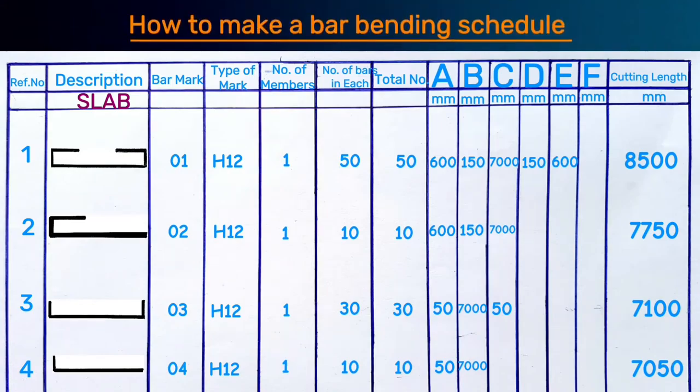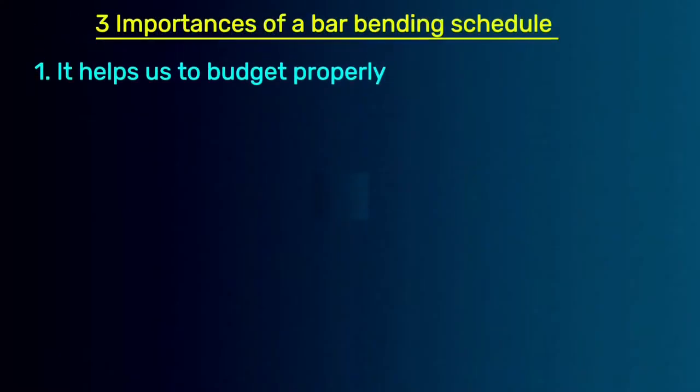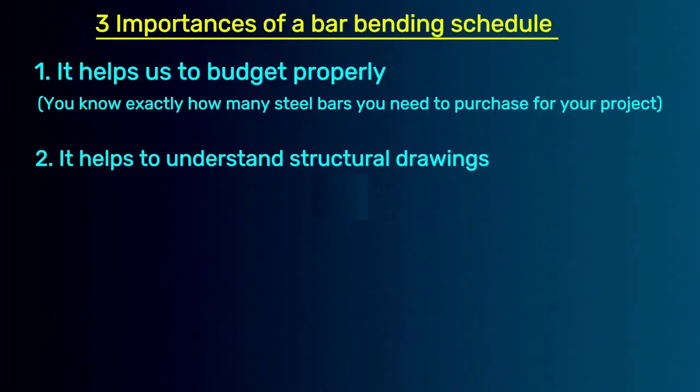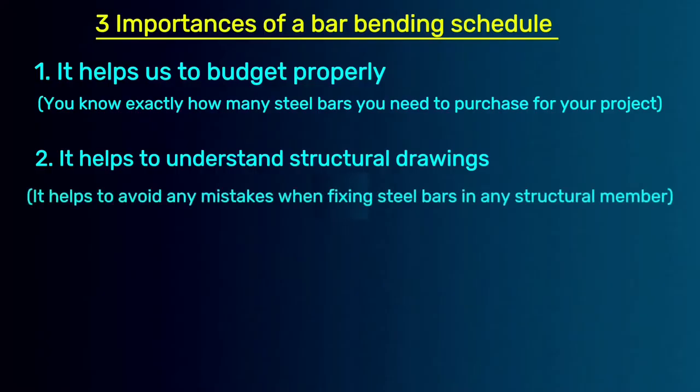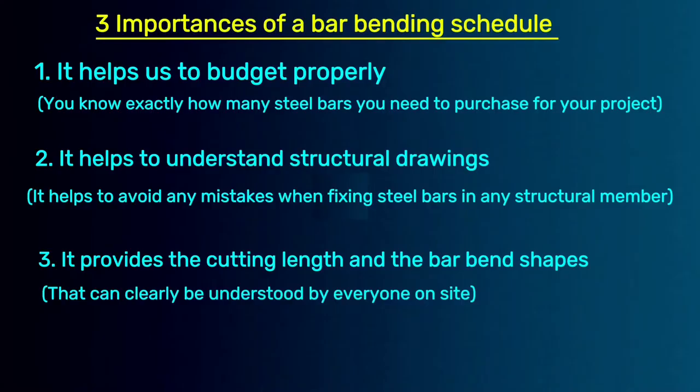Learning how to make a bar bending schedule is the most important skill that every civil engineer and quantity surveyor should know. It essentially helps us to budget properly and know exactly how many steel bars you need to purchase for your project. You understand structural drawings properly in detail, and that helps you to avoid any mistakes when fixing steel bars in any structural member, and it also provides the cutting length and the bar bend shapes that can clearly be understood by everyone on site.